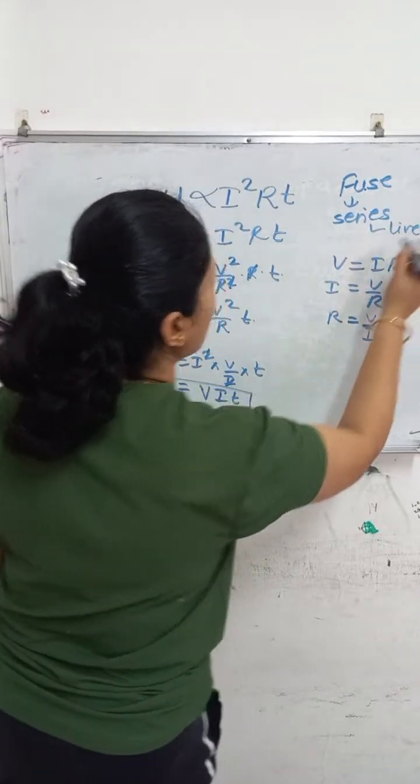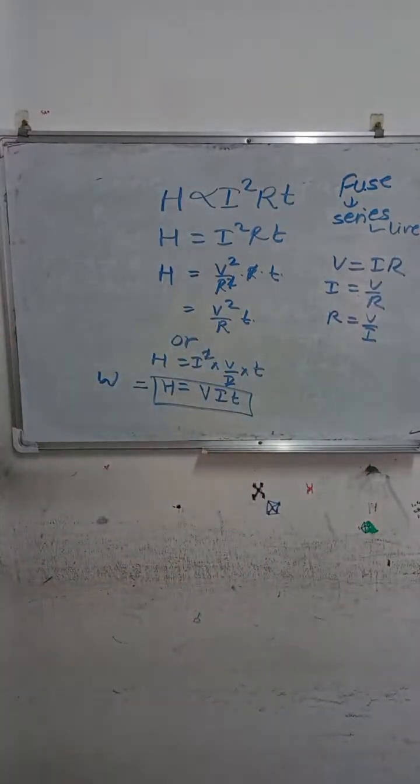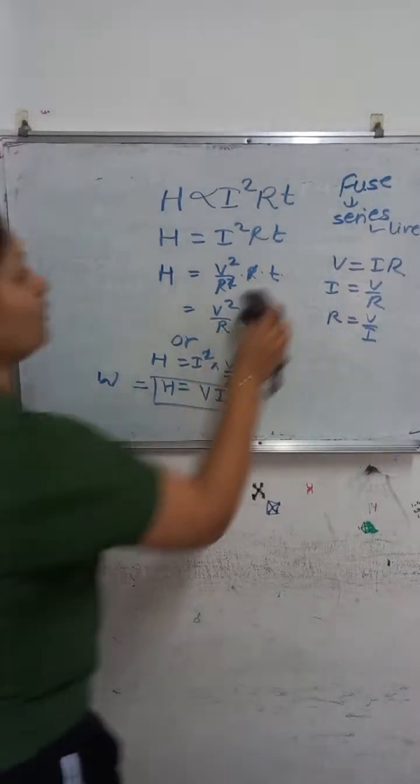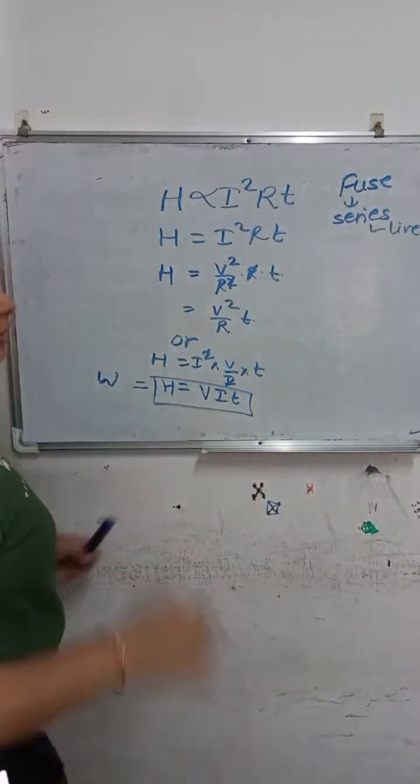This is very important. Many times this question will come for 1 mark, MCQ, or assertion-reasoning. This fuse is always in series with the live wire, and the fuse has a low melting point. This is also very important: the fuse has a low melting point.